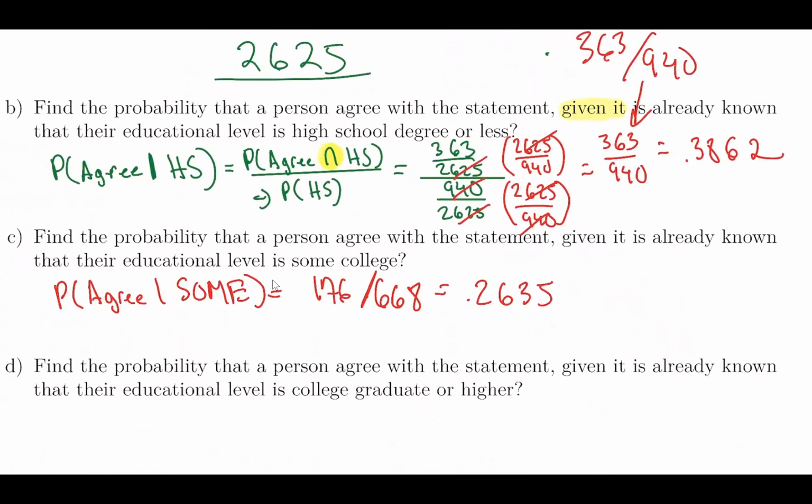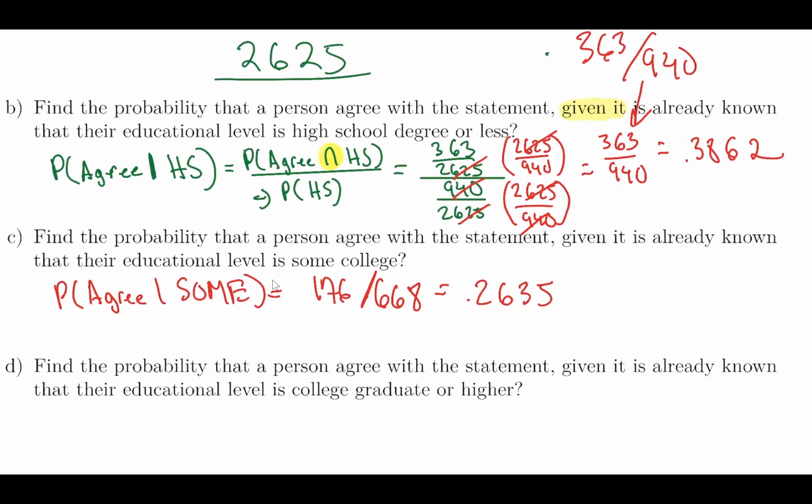So if you look at C, we were able to do it much faster than we did B because you're just using the table and the fact that you know what the conditional probability is. The conditional is telling you you're not using the entire table. You're only using the portion of the table that you want.